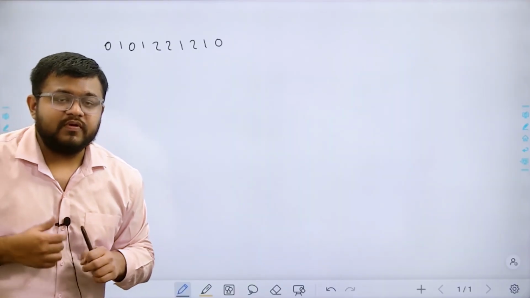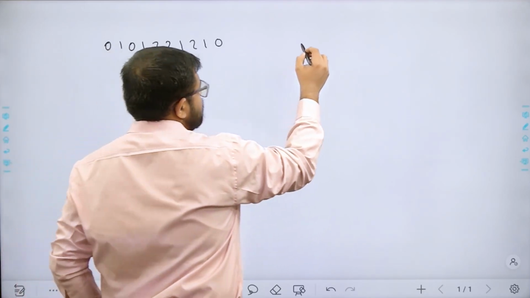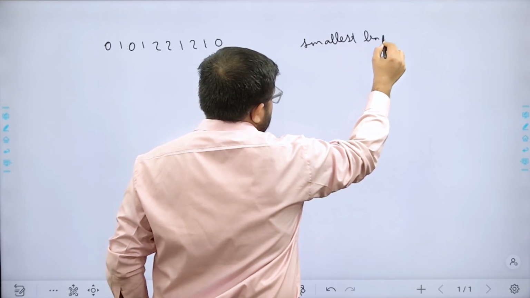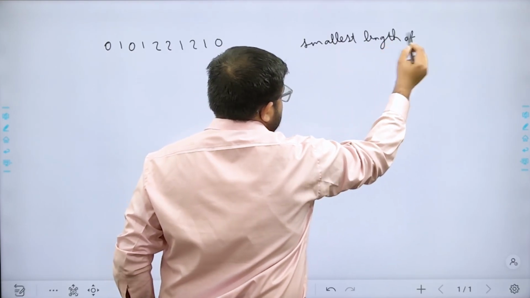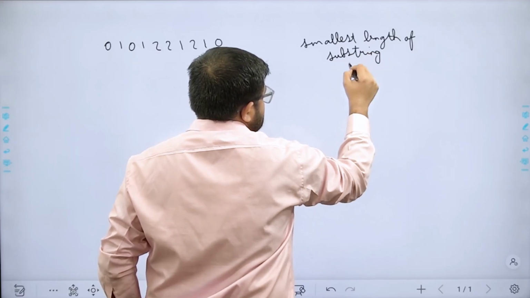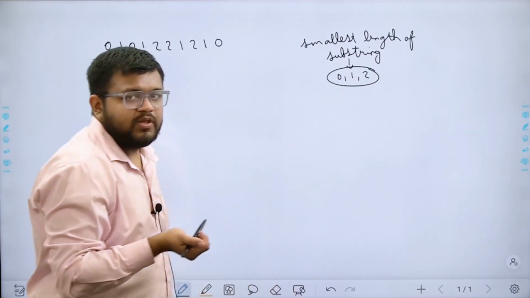So if we think about solving this problem, what we need is to find the smallest length of any substring such that this substring contains all the three characters 0, 1 and 2. Now, what can be the brute force approach?